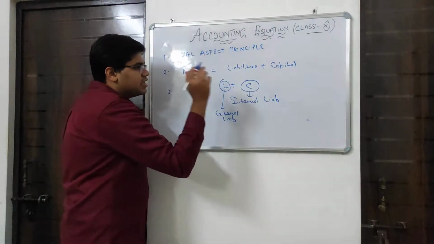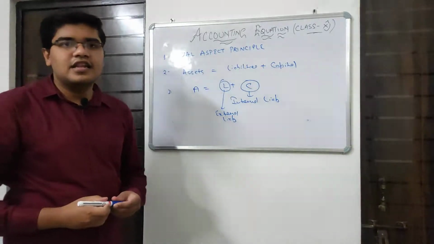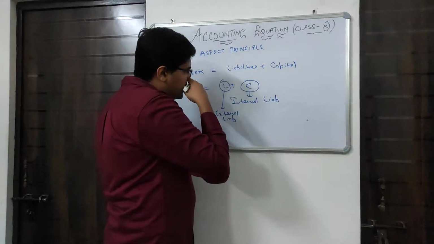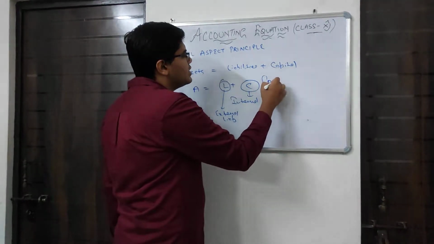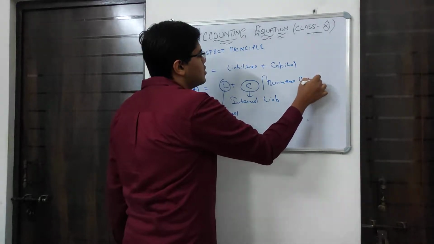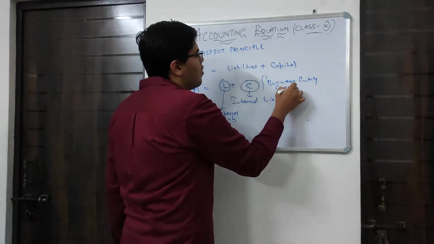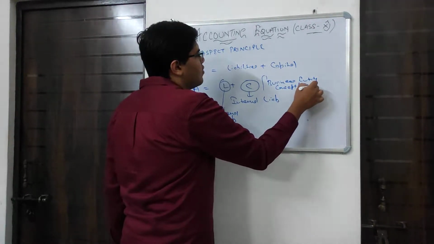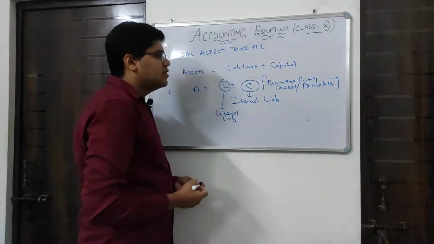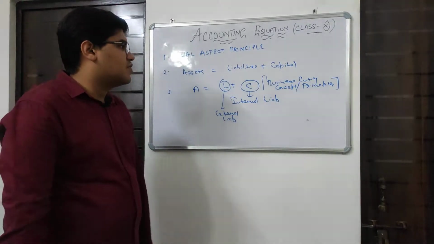Now, how is capital an internal liability? Let us discuss this concept. Capital is an internal liability because of the business entity concept. Business entity concept or principle, as already discussed in accounting principles, what is the business entity concept? Let us give a brief discussion of this.